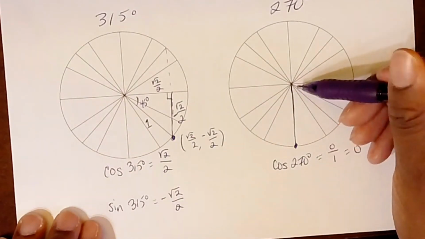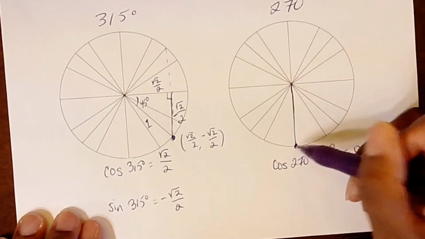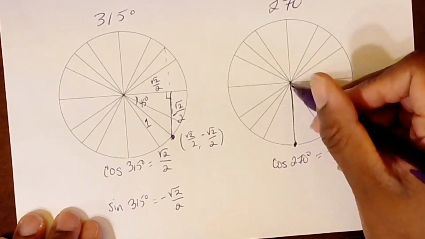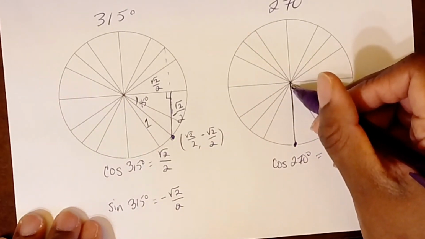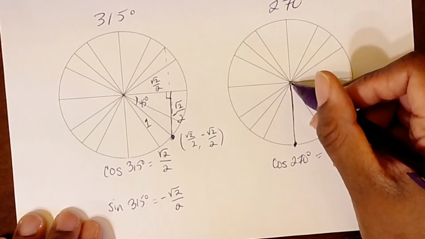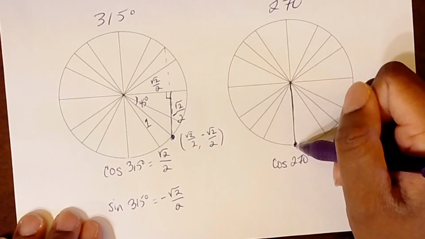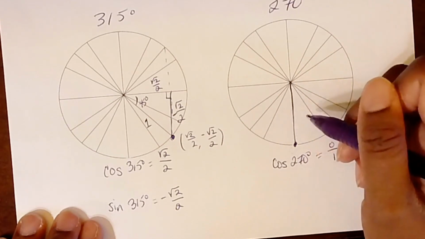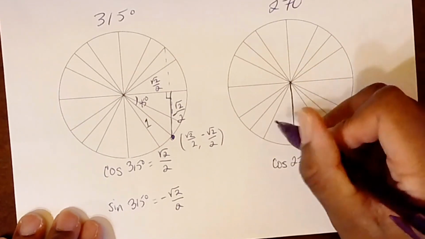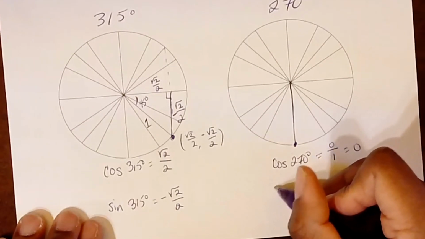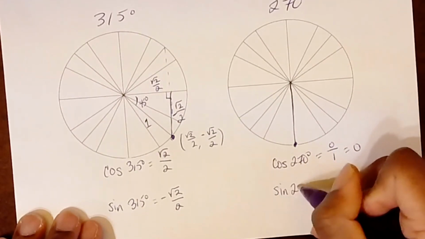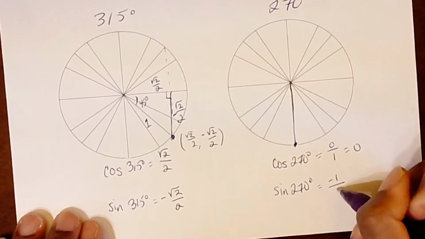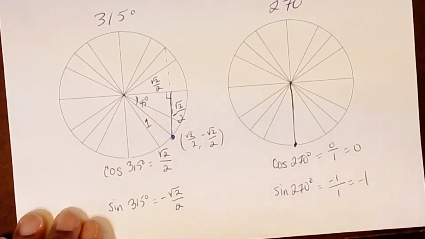However, for the sine values, since this is the unit circle, this has a length. Your opposite side, if we were to look from a reference angle, would have a distance of 1. However, since we're in between quadrants 3 and 4, where your y values are negative, sine of 270 is negative 1 divided by 1, which is negative 1.